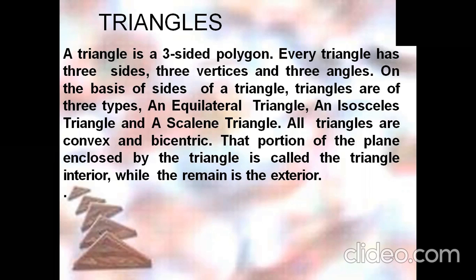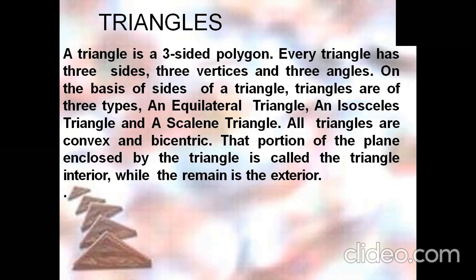On the basis of sides of a triangle, triangles are of three types: an equilateral triangle, an isosceles triangle, and a scalene triangle. All triangles are convex and bicentric. That portion of the plane enclosed by the triangle is called the triangle interior, while the remainder is the exterior. Now, before moving to the next topic, let us discuss some of the important terms which are related to triangles.